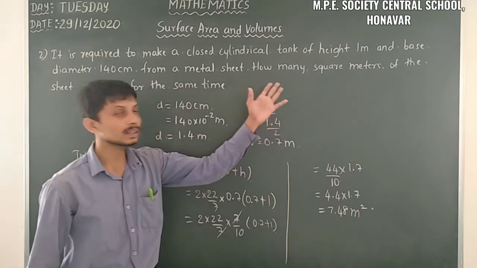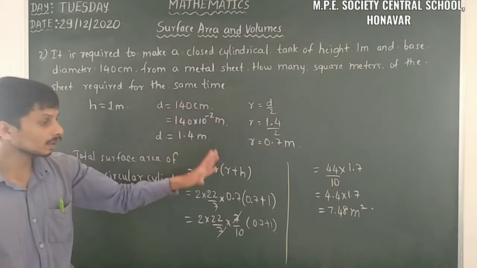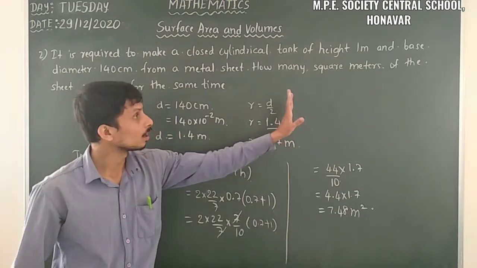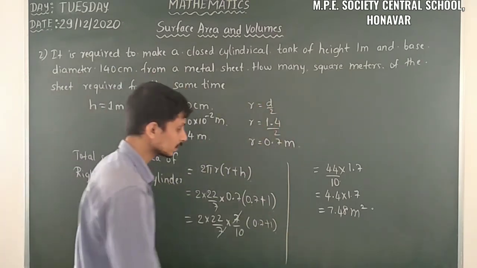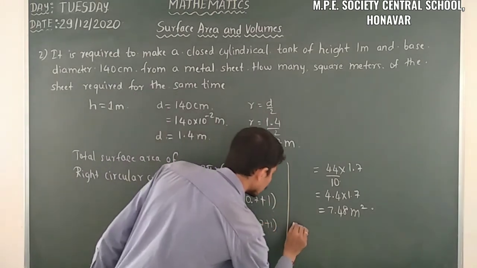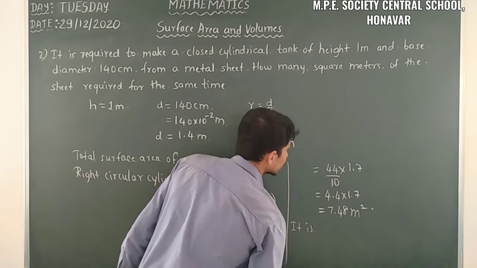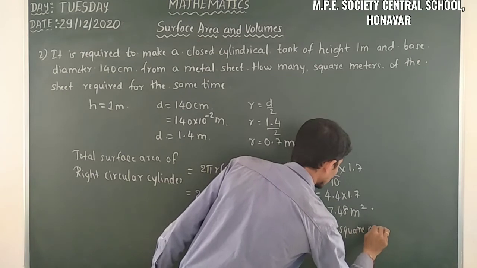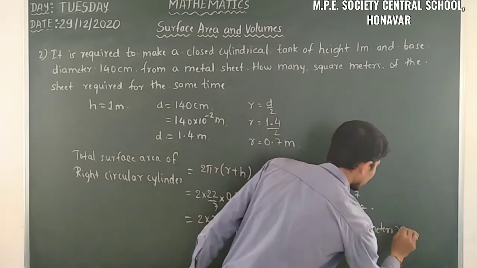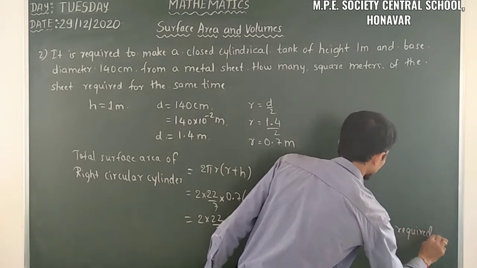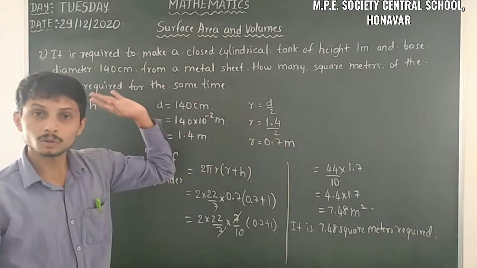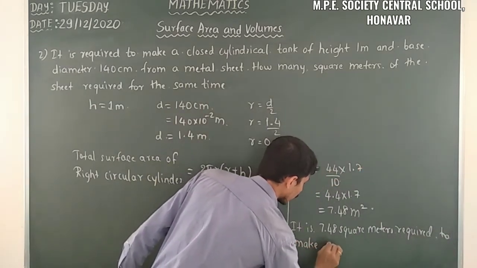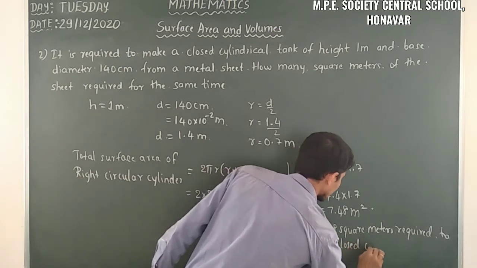So that means how many square meters of the sheet are required for the same time here? Up to 7.48 meters square. Now 7.48 square meters of the sheet is required for the same time. That is, 7.48 square meters is required to make a closed cylindrical tank.